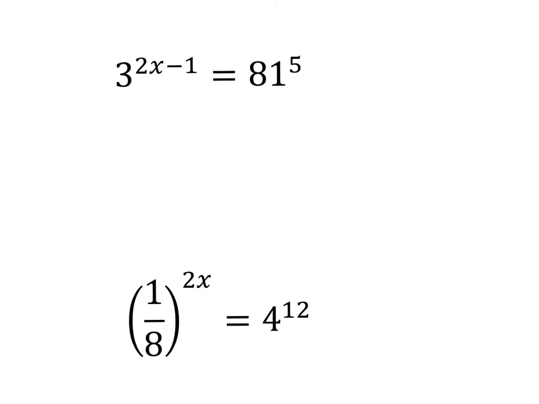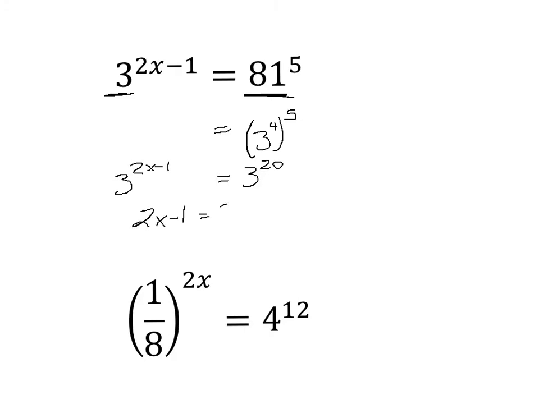Here's another one. Again, our bases here are not equal, so we can't set the exponents equal to each other. But if we know that 81 is really 3 to the 4th power, and then we're taking that to the 5th power, then we know we're dealing with 3 to the 20th power. So 3 to the 2x minus 1 power should equal 3 to the 20th power. Therefore, 2x minus 1 equals 20. 2x equals 21, and x equals 21 halves.